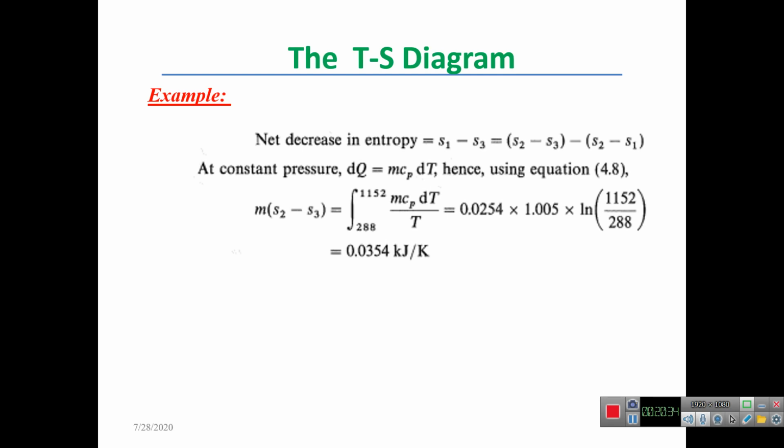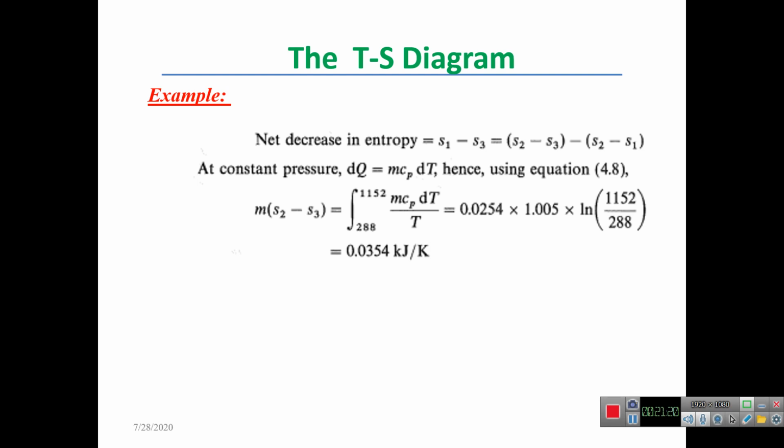Now the change in entropy between 1 and 3, this is what is actually requested to be calculated in this example. The net entropy from state 1 to state 3 is going to be S1 minus S3. So S1 minus S3 gives us the net entropy change during these two processes, process 1 to 2 and 2 to 3. Now from the diagram, we can see that S1 minus S3 can actually be calculated as S2 minus S3 minus S2 minus S1.